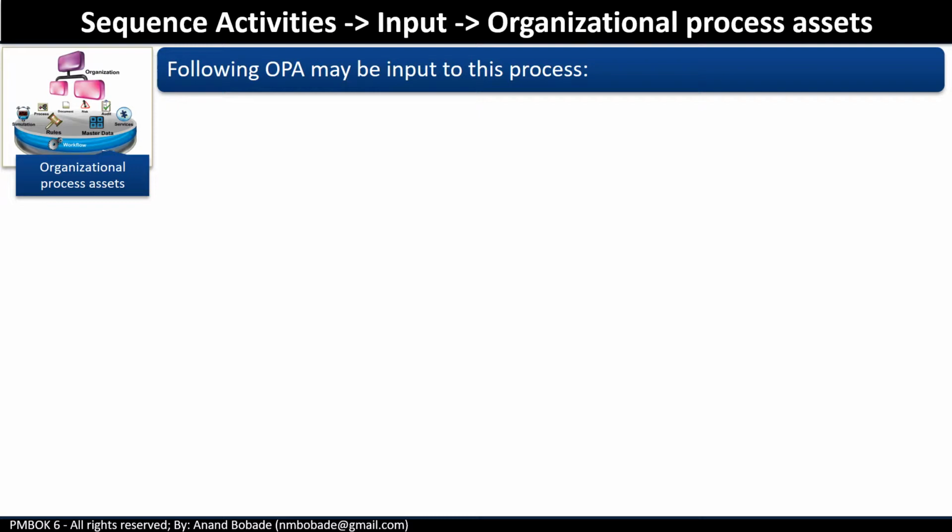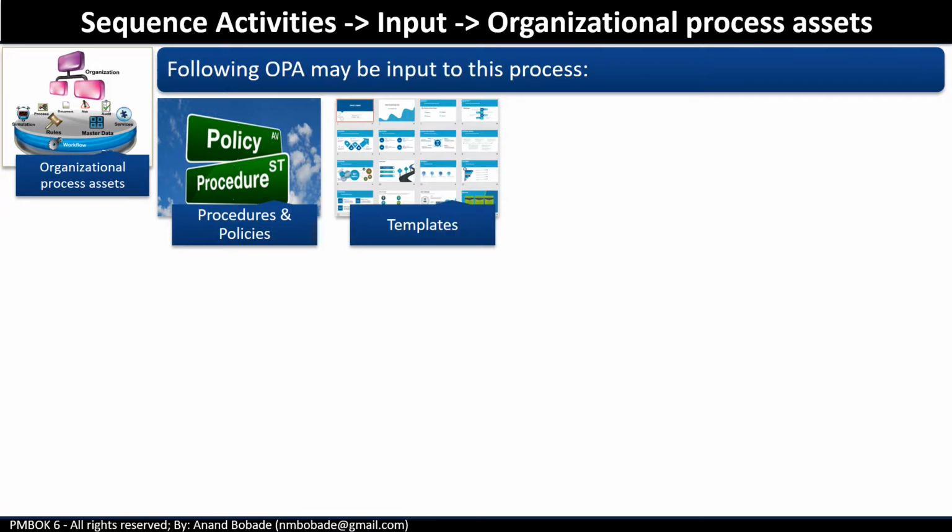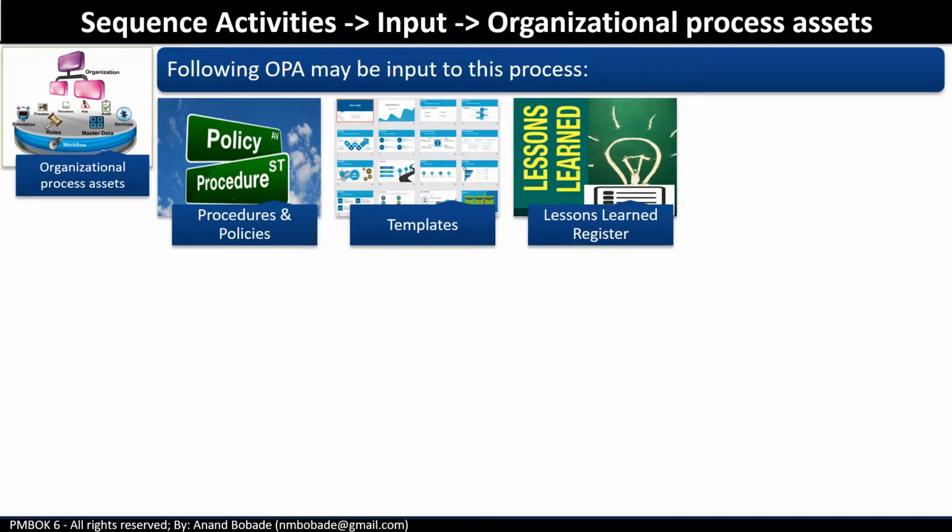Organizational process assets. We have policies, procedures, and guidelines for developing logical relationships between activities. Templates. Templates to be used for creating a network of activities or schedule network diagrams. Lessons learned repository. If a similar project was previously done, then this can help with the process of sequencing activities in the current project. So all these OPAs are always useful for a project and they can be useful here to sequence activities.